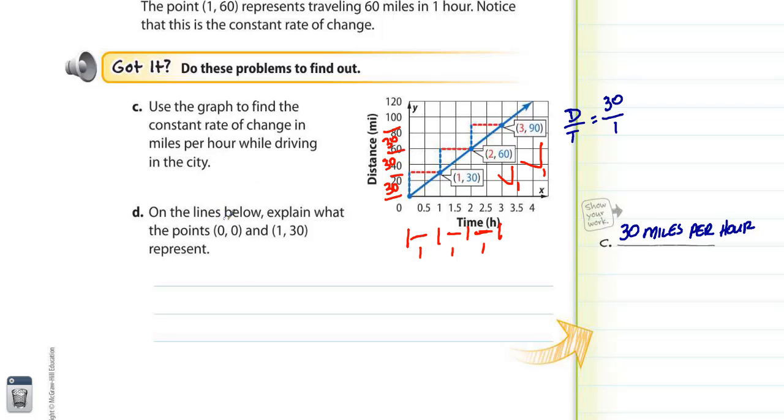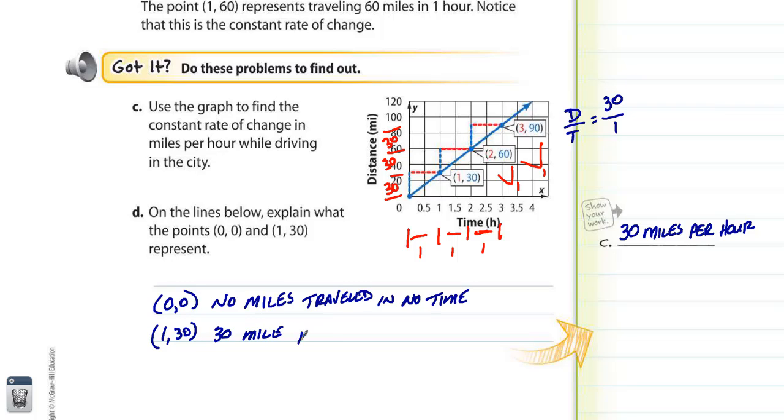Then what does the 0, 0 represent and what does the 1, 30 represent? If you didn't do that now, pause the video for a moment, write that down. So the 0, 0 is no miles traveled in no time. Basically, you didn't drive at all, you didn't get anywhere. And the 1, 30 is 30 miles traveled in 1 hour.